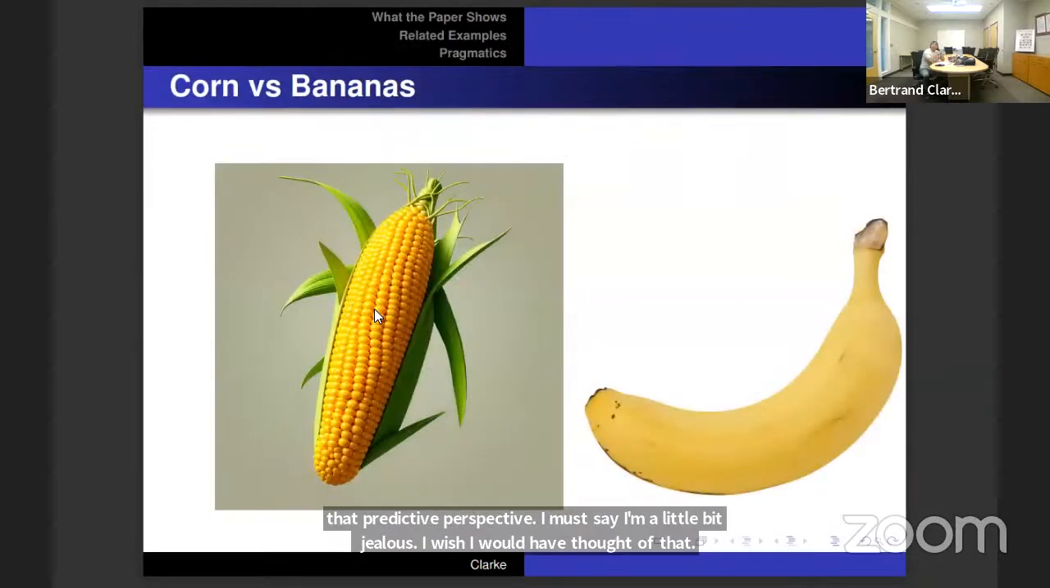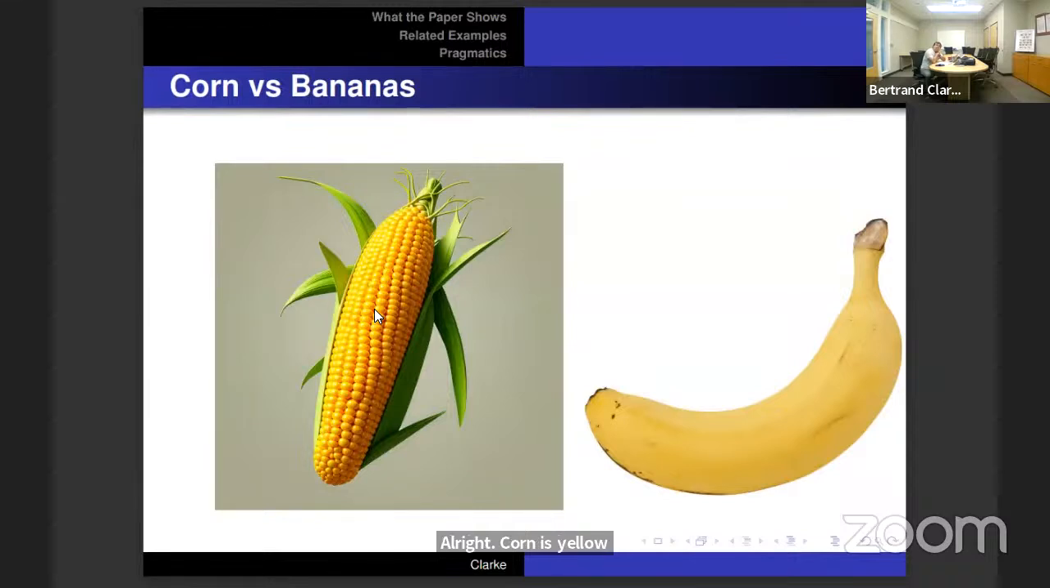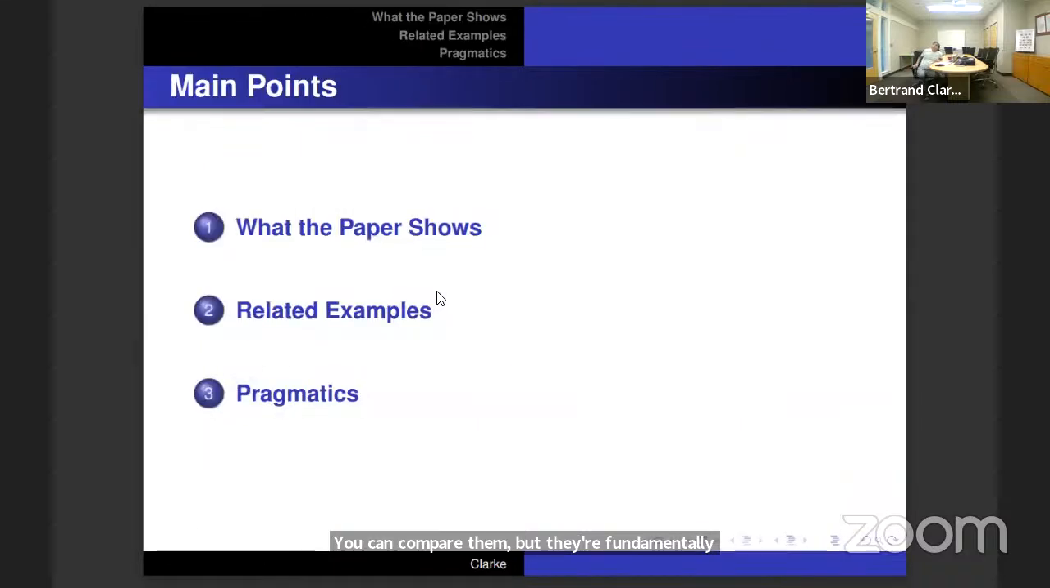All right. Corn is yellow. Bananas are yellow. Corn is roughly cylindrical. Bananas are roughly cylindrical. You can compare corn and bananas for their nutritional value, but you would never confuse corn for bananas or bananas for corn. Just so with Bayesian and frequentist statistics. You can compare them, but they're fundamentally different and you would never confuse them. And that, in some sense, is the subtext of this paper.